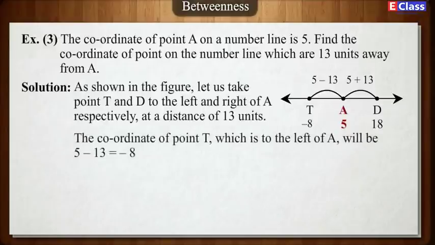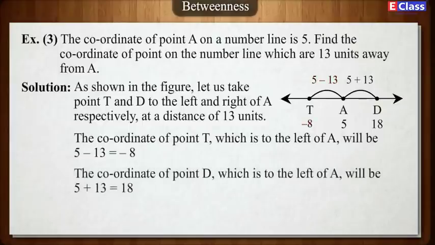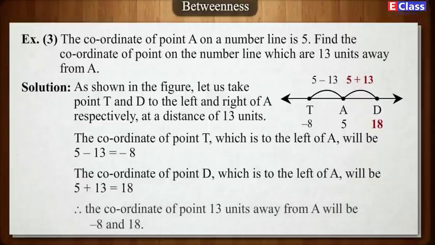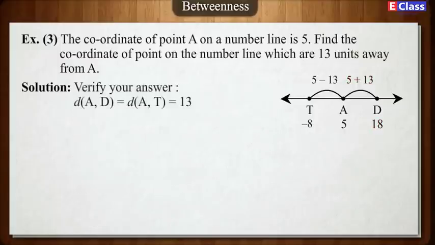The coordinate of point T, which is to the left of A, will be 5 minus 13, which is equal to minus 8. The coordinate of point D, which is to the right of A, will be 5 plus 13, which is equal to 18. Therefore, the coordinates of points 13 units away from A will be minus 8 and 18. Verify your answer. Distance of AD is equal to distance of AT, which is equal to 13.